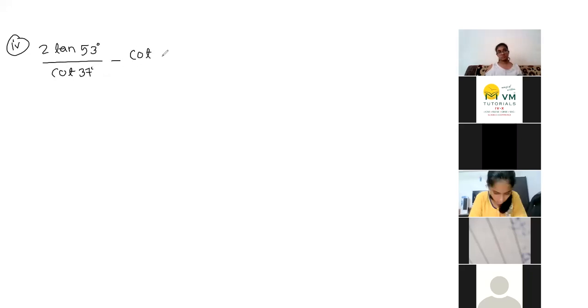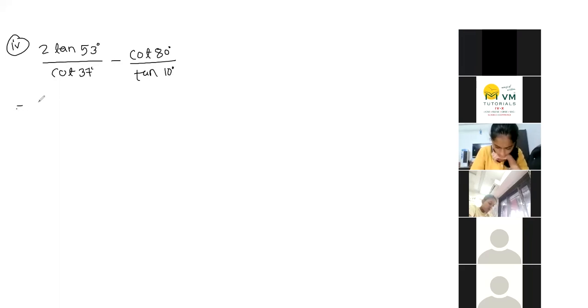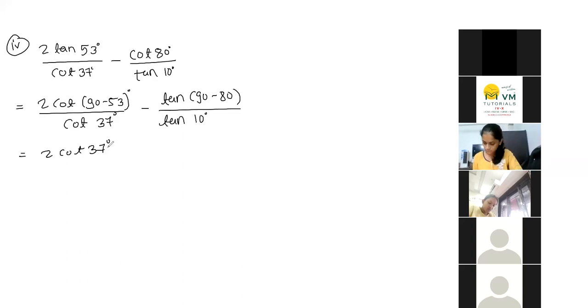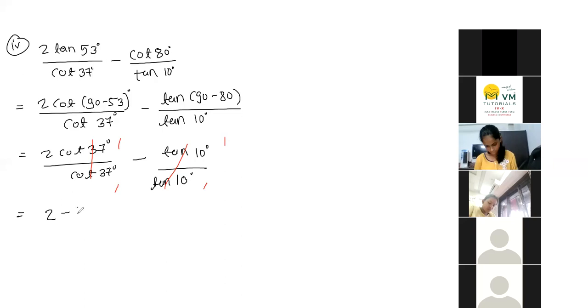2 tan 53 upon cot 37 minus cot 80 degree and tan 10. So we know that tan and cot are again complementary, 53 and 37 again. So in the place of tan just write cot 90 minus 53, and cot 37 degree minus, in the place of cot just write tan 90 minus 80, and here also tan 10 degree. 2 cot 37 degree, and this is cot 37 again, minus tan 10 degree, and then tan 10 degree. So numerator and denominator have the same value, cancel this, cancel this, one, one, one, one. So 2 into 1, 2 minus 1, your answer is 1.